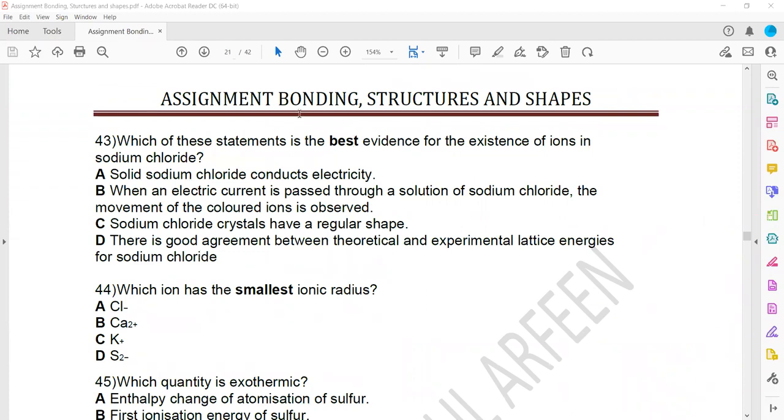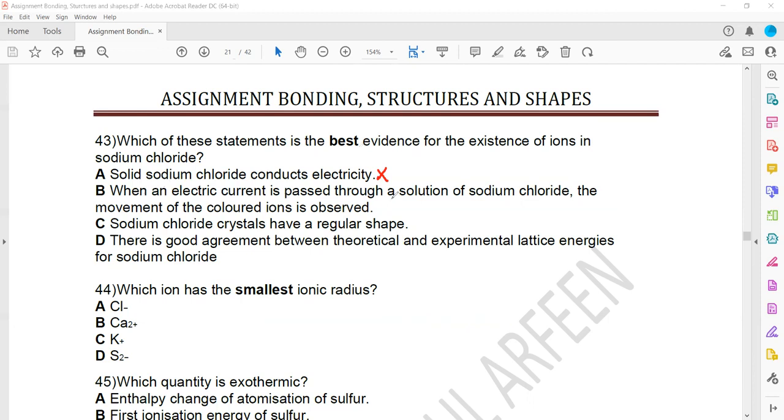Question 43. Which of these statements is the best evidence of the existence of ions in sodium chloride? So which statement explains the idea that there are ions present in sodium chloride, or NaCl? The first statement: solid sodium chloride conducts electricity. An ionic compound in the solid state cannot conduct electricity because ions are not free to move. That's why A is not correct.